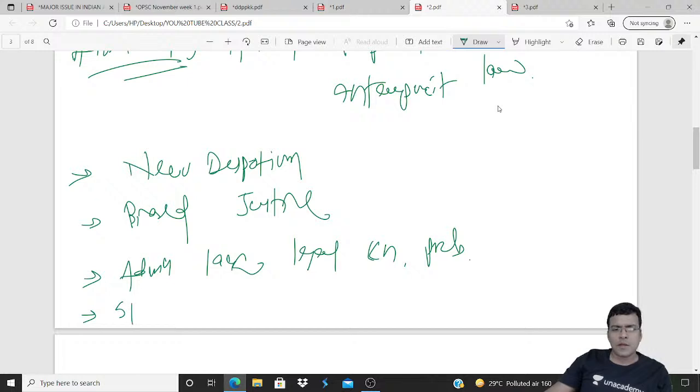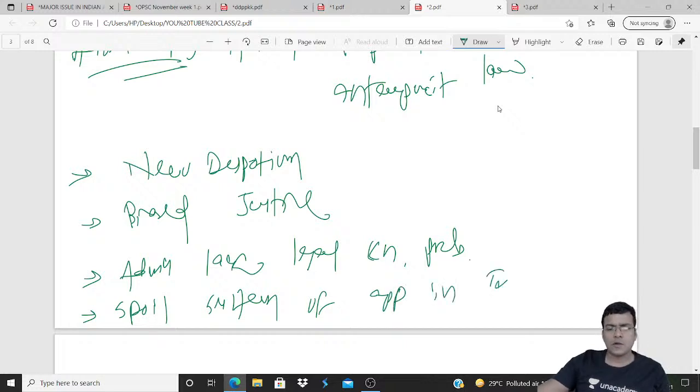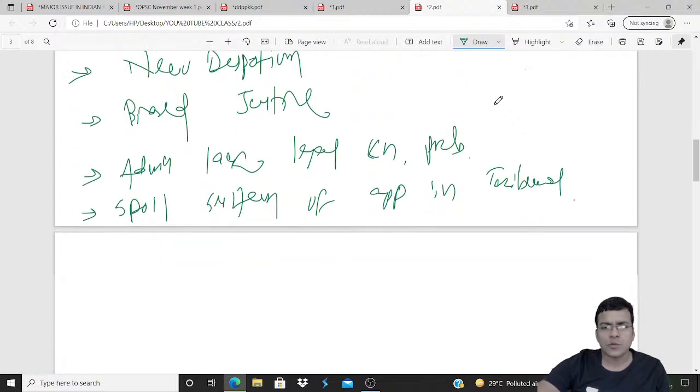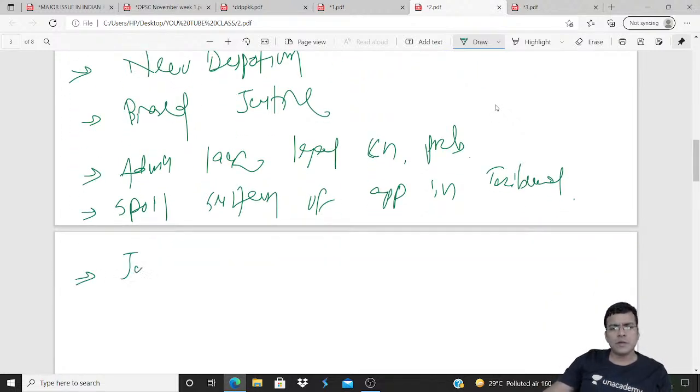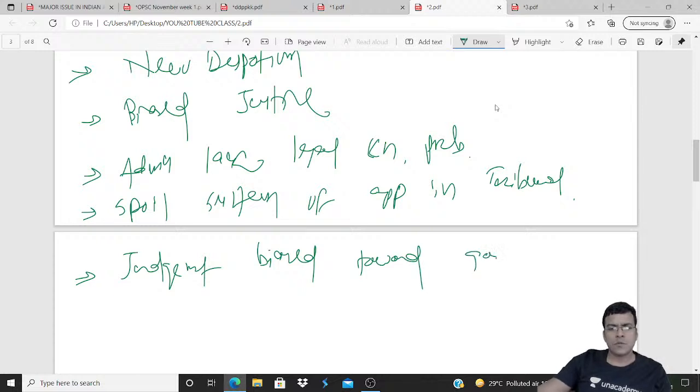Next, spoiled system of appointment in tribunal. That means if someone is close to the government, he is appointed in tribunal. So the judgment may be biased towards the government. Spoil system of appointment in tribunal. So these are the major disadvantages.